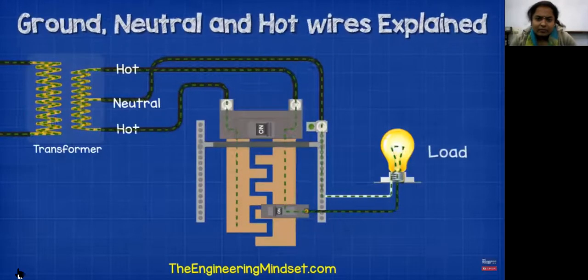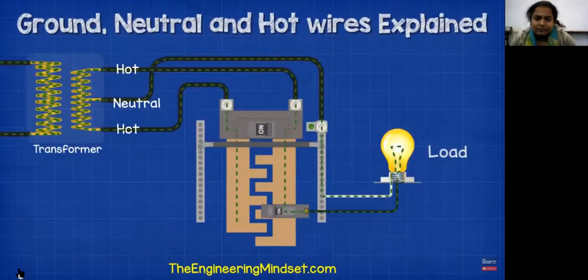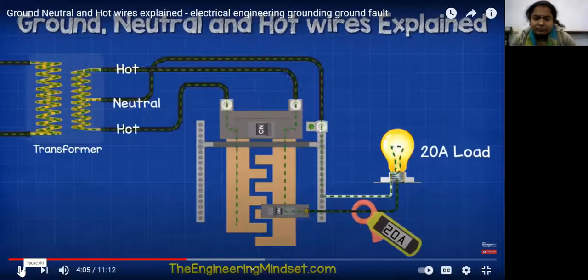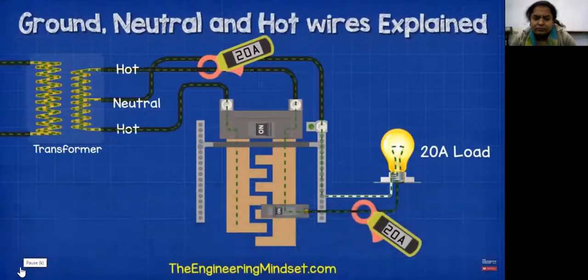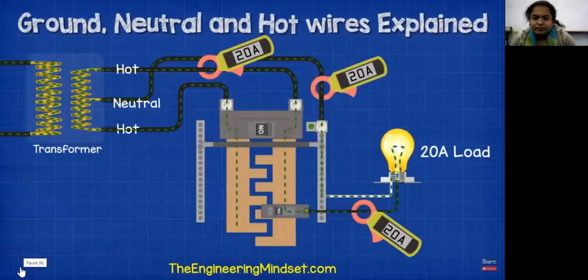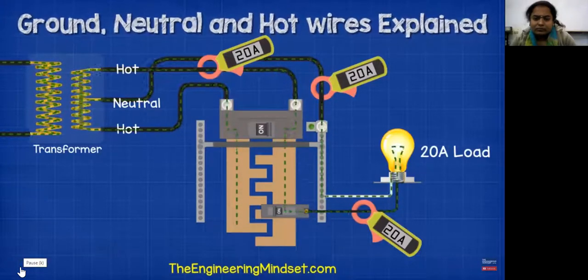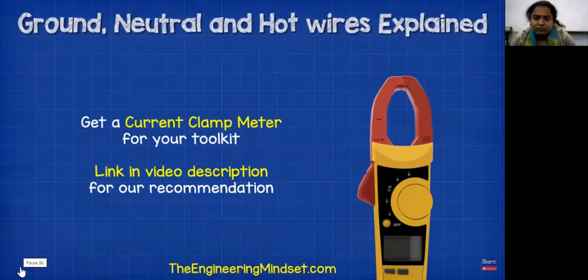Now, if we have a load on only one half of the coil, and the load is, for example, 20 amps, then the hot wire will carry 20 amps to the load, and the neutral wire will carry 20 amps back to the source. We can measure the current in a cable using a current clamp meter.